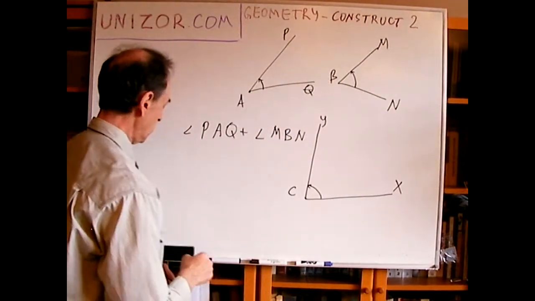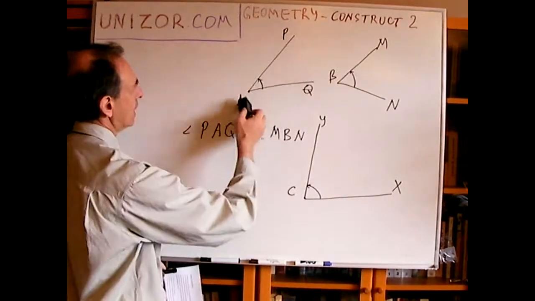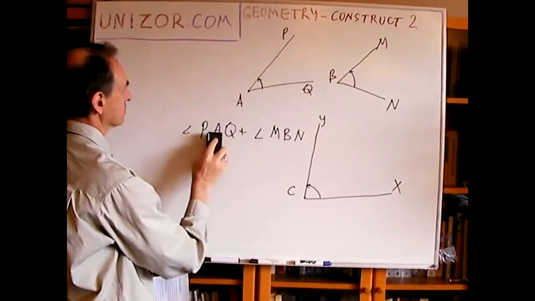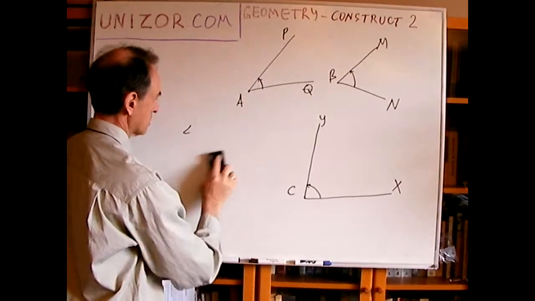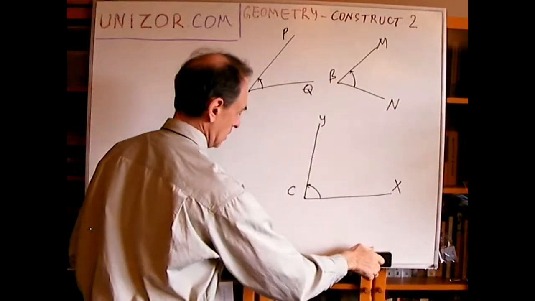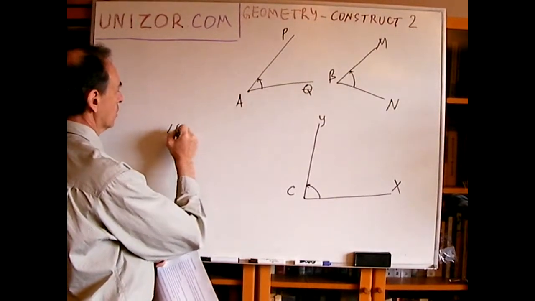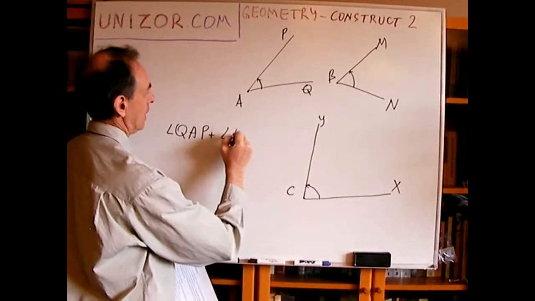Actually, you know what? I made a very small mistake here. I should not really say PAQ, I should say QAP, since this is the positive direction of measuring the angles. So let's do it properly, counterclockwise. So it's angle QAP plus angle NBM.